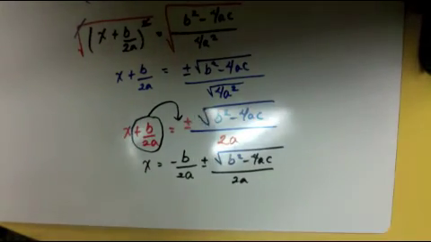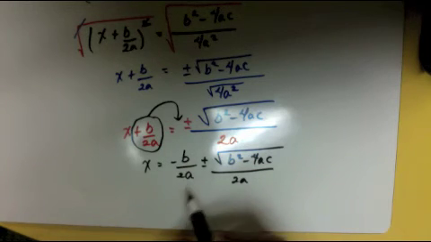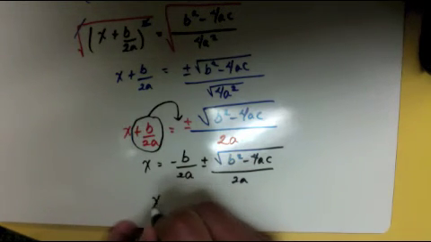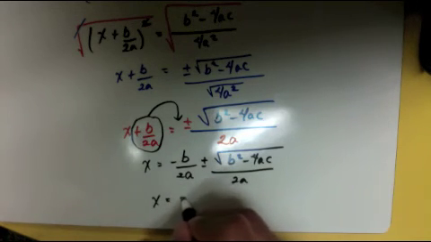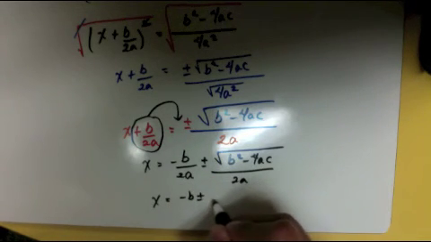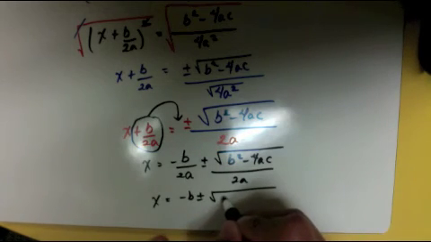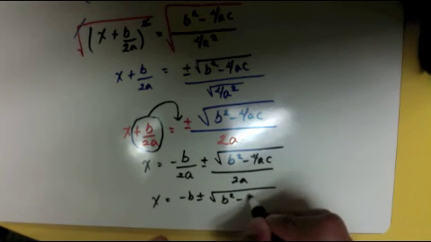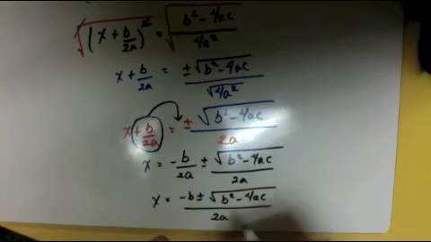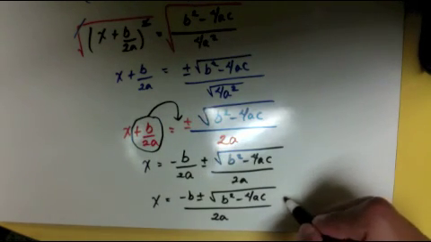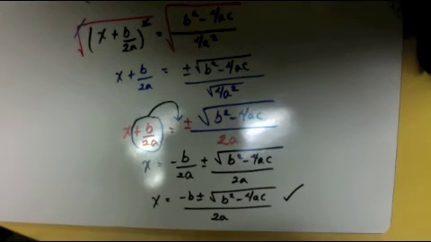Now, if you notice, we have common denominators, so we can combine. So we're going to have negative b plus or minus the square root of b squared minus 4ac, divided by 2a. And that is how we derive the quadratic formula.